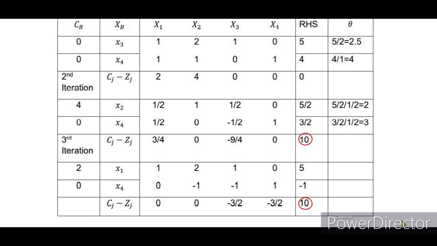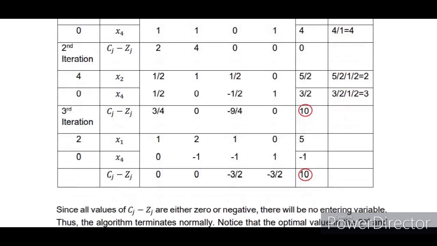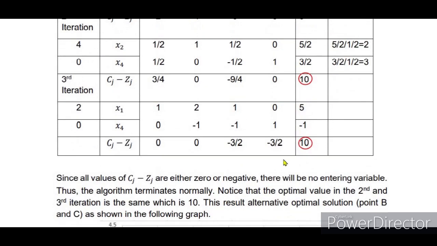Now, since all the Cj minus Zj values are 0 and negative, we can compute for the optimal value, because it will not increase anymore. So 2 times 5 is 10. We will not compute this one, negative 1, because it is infeasible there. So 2 times 5 is 10. Our optimal value is 10 here.